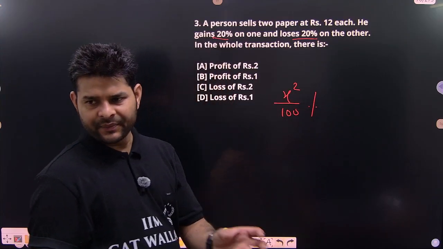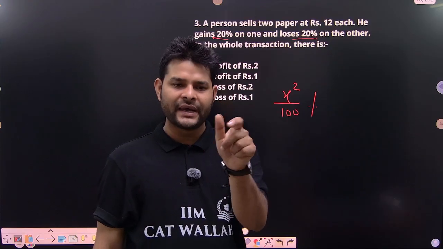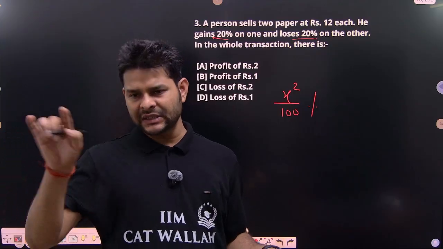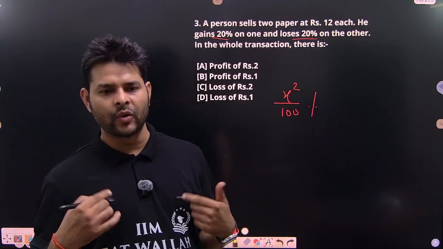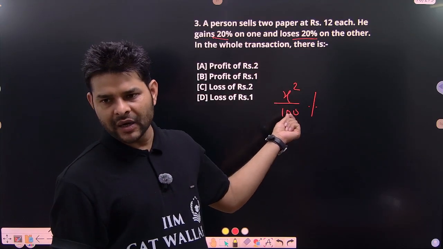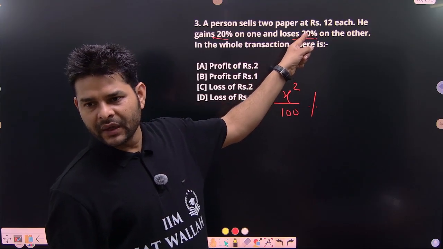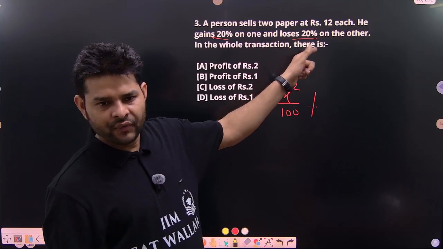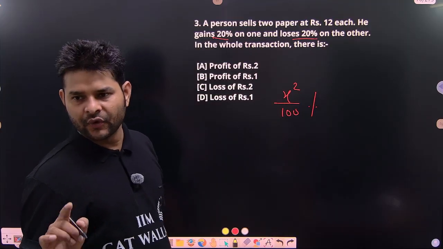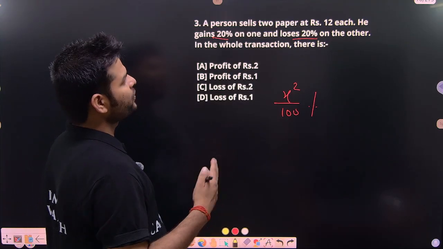If the selling price of both the articles is the same, and one article has been sold at x% loss and another article has been sold at x% profit, in that scenario overall there would be a loss, and the loss is calculated as x square upon 100. X square means that value. So 20 square would be 400. 400 divided by 100, that would be 4. So basically 4% loss.